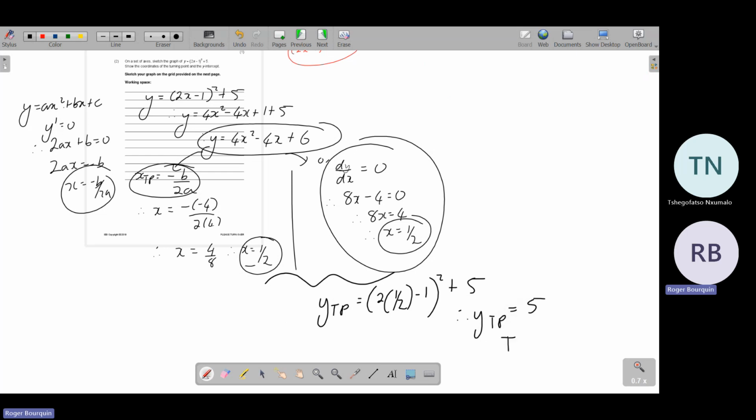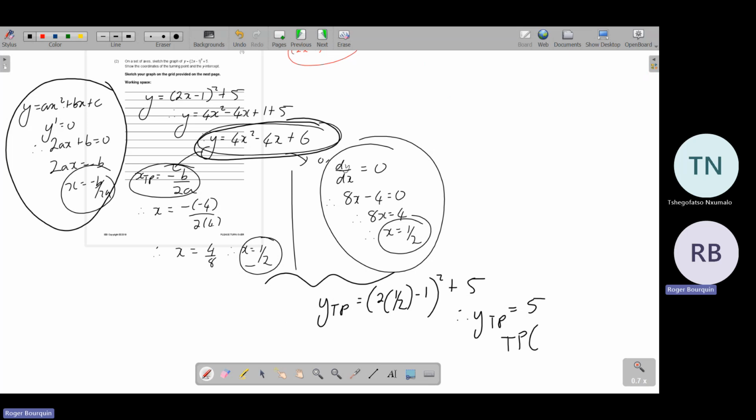So where did you get this? Like this section with the x. Because it's negative b, b is negative 4, so it's negative 4 over 2 times 4. Here's the equation. So a is 4, b is negative 4, c is 6. What should it be? What's wrong? No, it's okay.